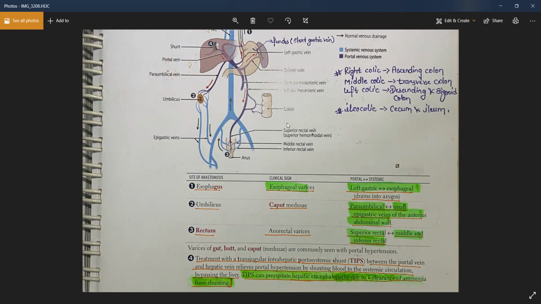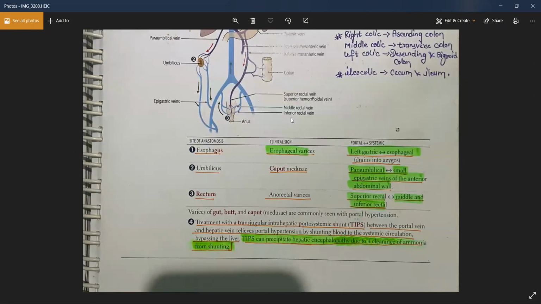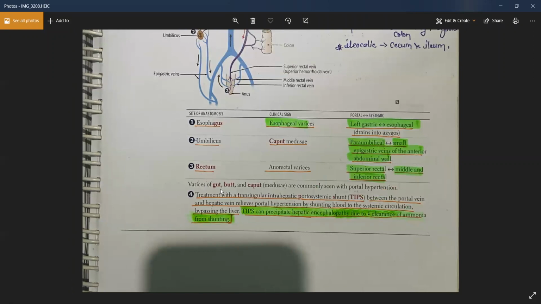So although you're treating the patient's portal hypertension, you're also making him prone to developing hyperammonemia, because all of this blood drains directly into the inferior vena cava, bypassing the liver. So detoxification won't happen. Is that okay?